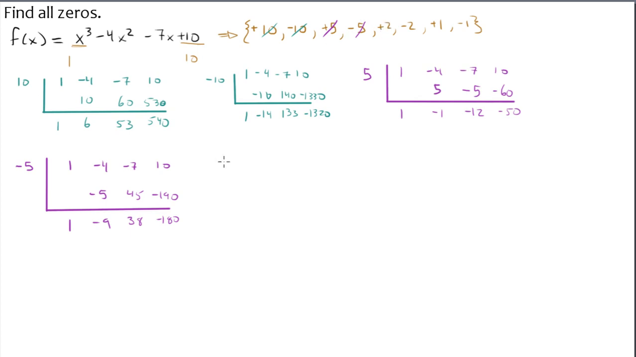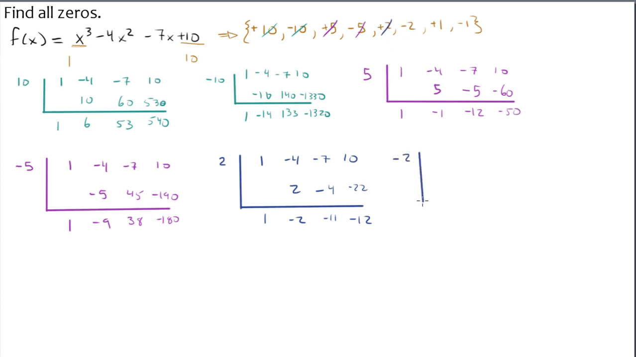Let's try plus 2. 2, and then 1, minus 4, minus 7, 10. Let's divide this out. So we'll do 1 times 2 is 2. This will give us negative 2, negative 4, negative 11, negative 22, so negative 12. Nope, it's not 2. Negative 2 maybe?